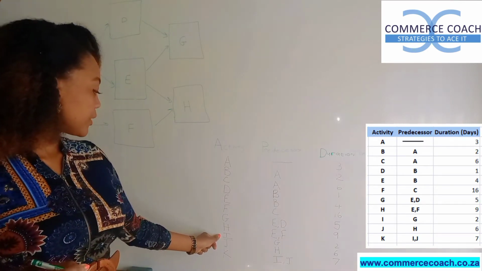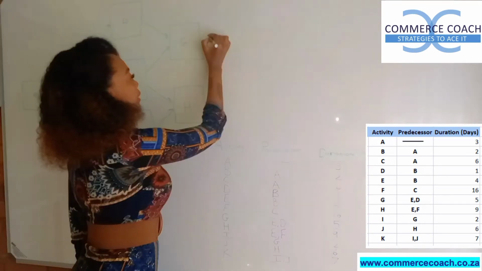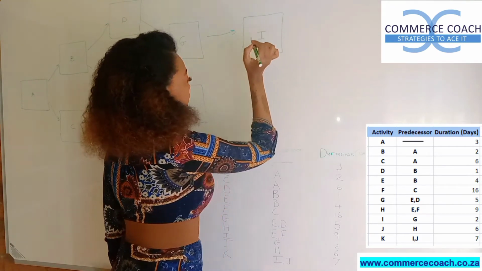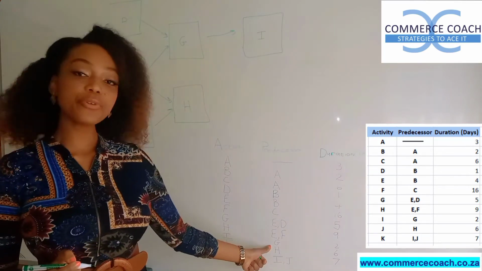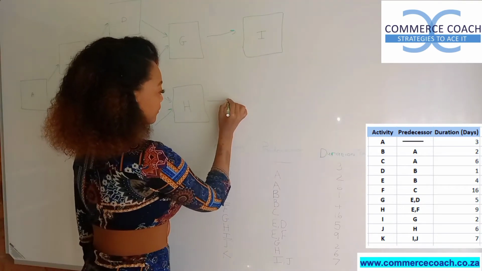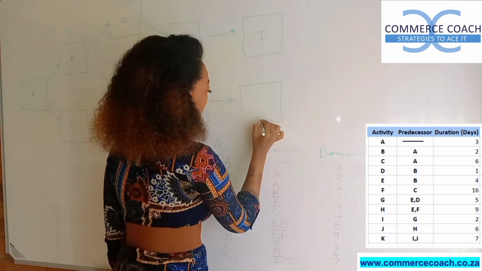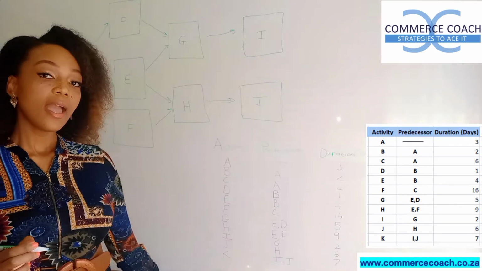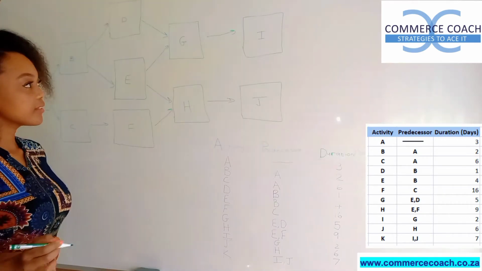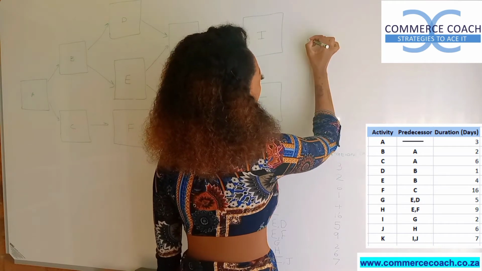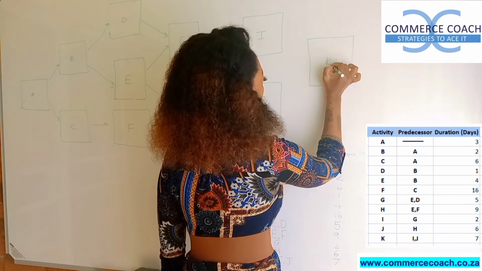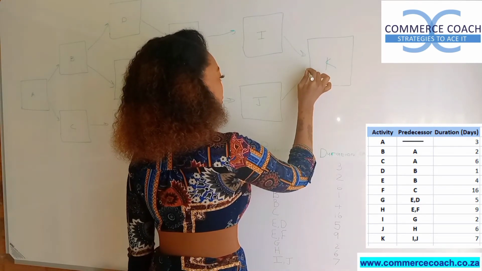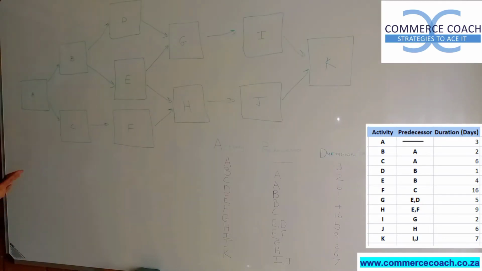Okay, now we can move to I, and the predecessor for I is G. So we will draw I over here. Okay, now we can move to activity J, and the predecessor is H. So we're going to draw activity J over here. Okay, last but not least, we've got activity K, and the predecessors are I and J. So we will draw activity K over here. And the predecessors are I and J. There you have it. This is our network diagram.